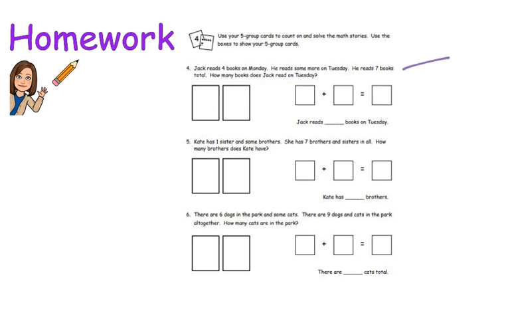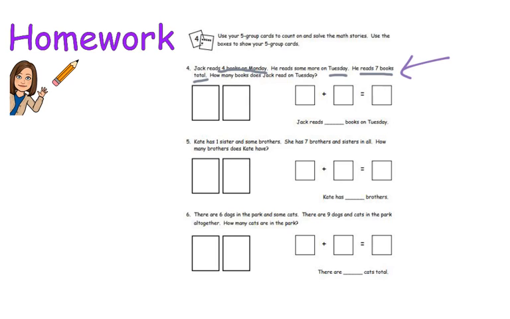So the first problem says, Jack reads 4 books on Monday. 4 on Monday is important. He reads some more on Tuesday, okay? He reads 7 books total. Good to know. How many books does Jack read on Tuesday?